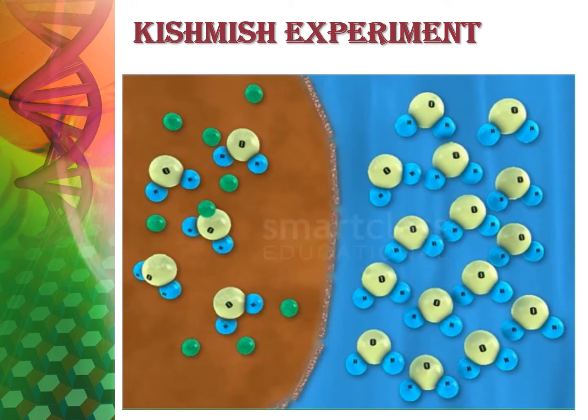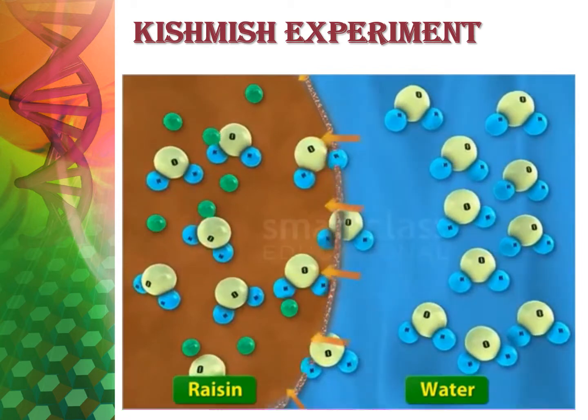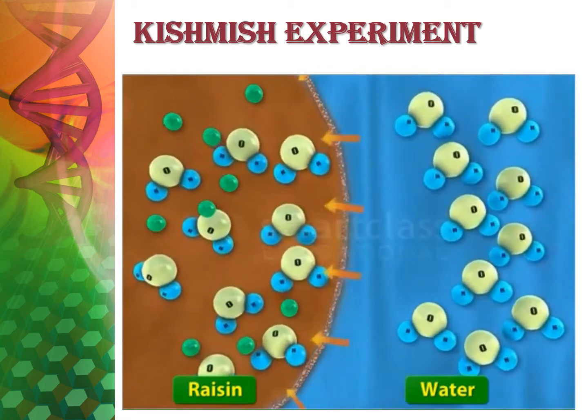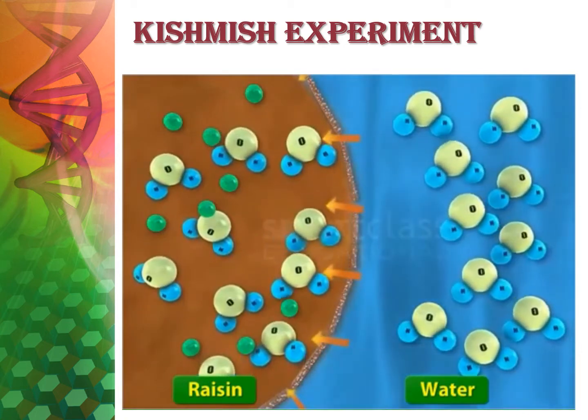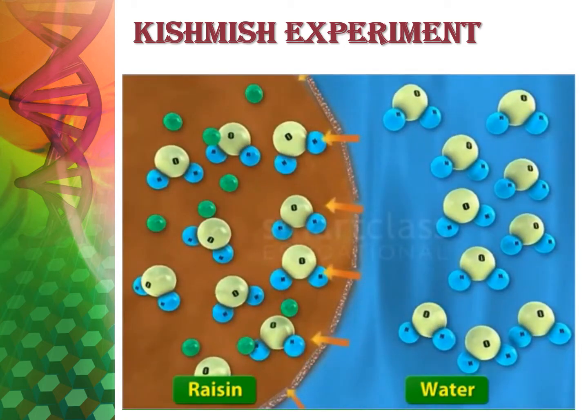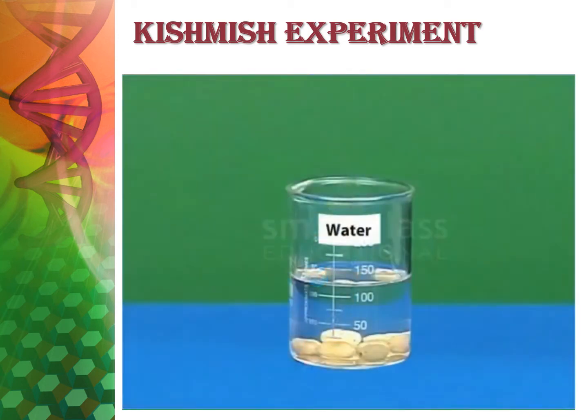Consider the first case where the raisins were kept in water. The water has a higher solvent concentration than the solvent concentration inside the raisins. Now, due to difference in concentration, an osmotic gradient is set up, which results in water molecules moving from the water into the raisins. This type of osmosis is also known as endosmosis. This is why the raisins, when kept in water, swell up.